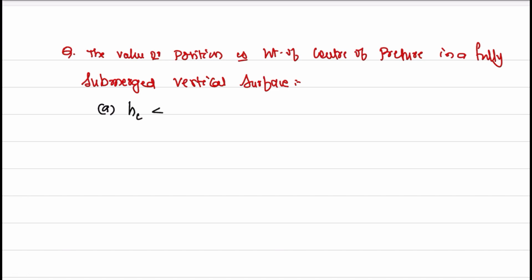HC is less than the center of gravity height. B. Center of gravity height below the water surface. HC, center of pressure, is greater than Y dash bar. C. Center of pressure is equal to Y dash bar. We can even write here like this. D. No relation.